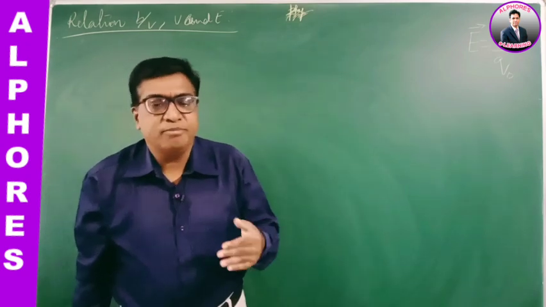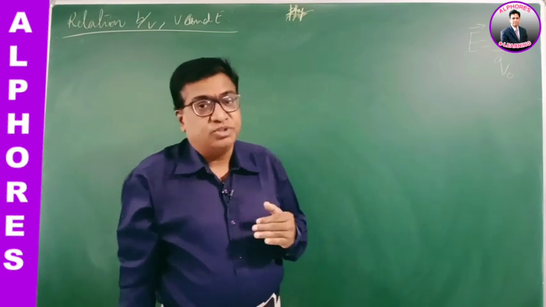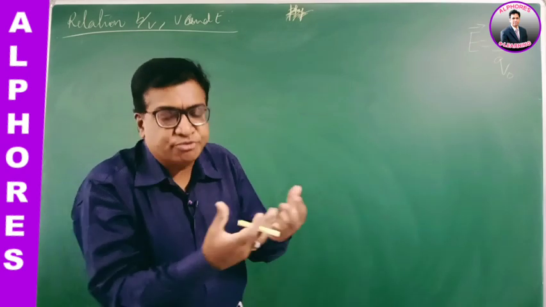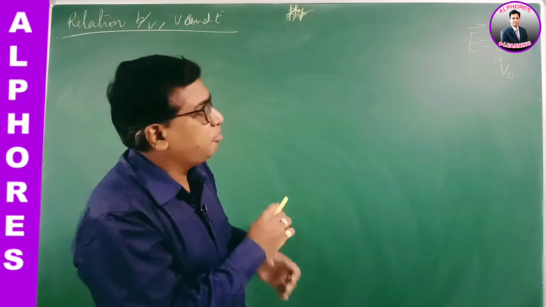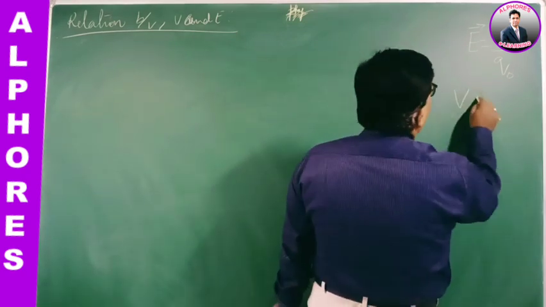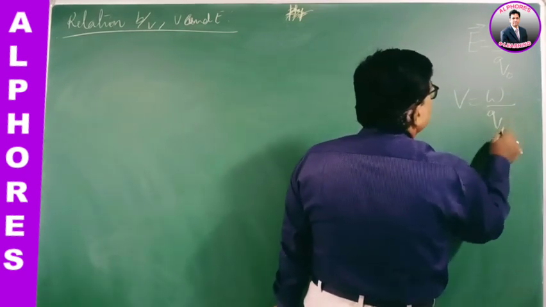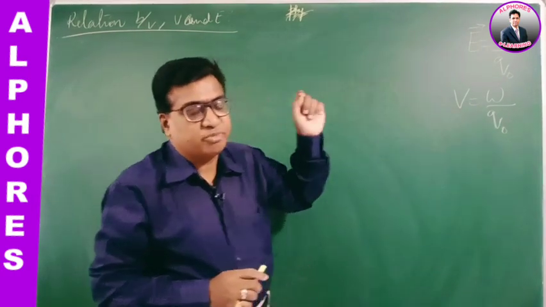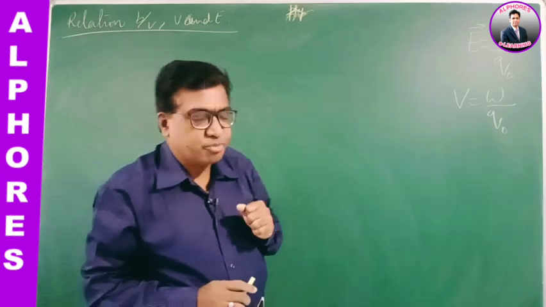Then later we came to potential. The potential is the electrical state of the body. It determines the direction of flow of charge. Well, electric potential is defined as the amount of work done in moving a unit charge from infinity to the point in the field. Work done to move the charge from infinity to the point in the field. Right, so that is electric potential.